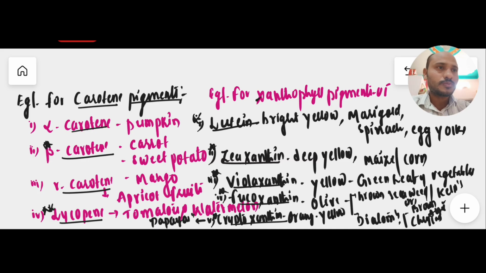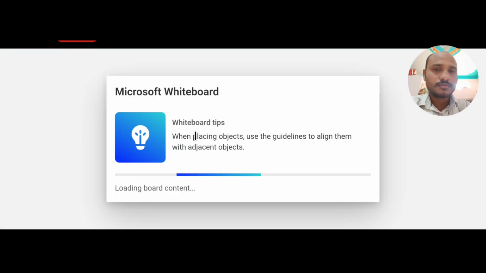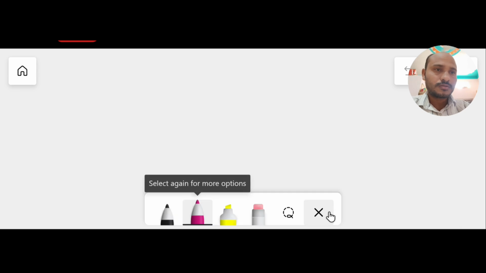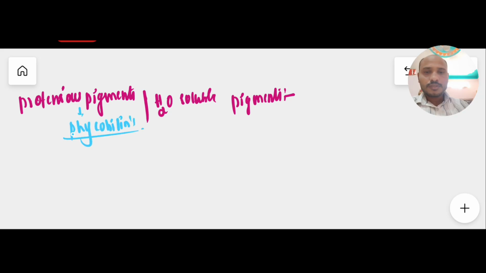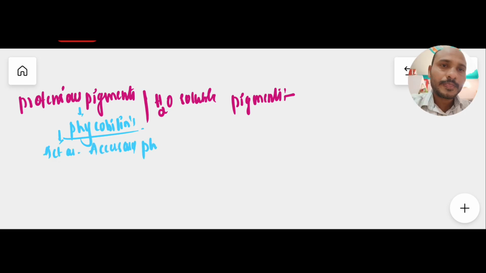Now we move on to proteinous pigment, that is water soluble pigment, that is phycobilins. Here we need to discuss one more important pigment. Proteinous pigments are also called water soluble pigments. The best example for proteinous pigment or water soluble pigment is phycobilins. Generally these phycobilins also act as accessory photosynthetic pigments, accessory photopigments.